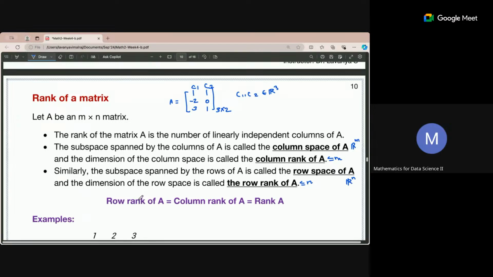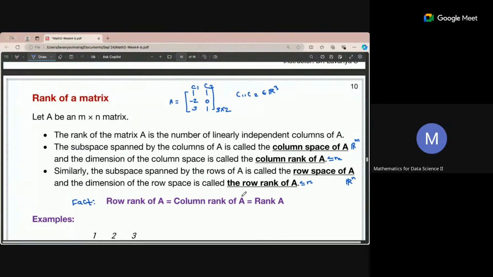Now it is a fact, and we are not looking at the proof here, that the row rank of A is the same as the column rank of A, which is the same as the number of linearly independent columns of A, the rank of A. Okay, row rank, column rank, and rank are all the same. Sometimes it is easier to find the column rank, sometimes it is easier to find the row rank. That is why we are using all the definitions here.